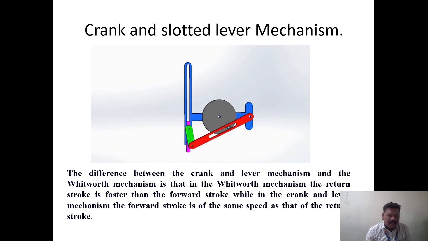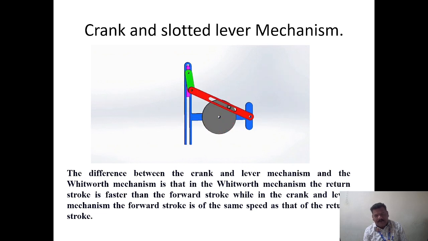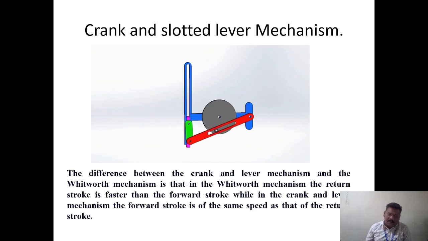And next one is crank and slotted lever mechanism. This is a simple mechanism. The difference between the crank and lever mechanism and the Whitworth quick return is that in the Whitworth mechanism, the return stroke is faster than the forward stroke, while in the crank and lever mechanism the forward stroke is the same speed as the return stroke. These are all the major differences.